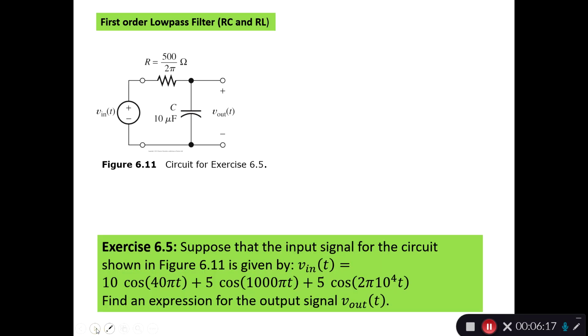Let's continue to the next. Exercise 6.5. Here we have a circuit again, and now we have an input signal that is the sum of components, the sum of sine waves with cosine. We have to find an expression for the output signal V out of t.